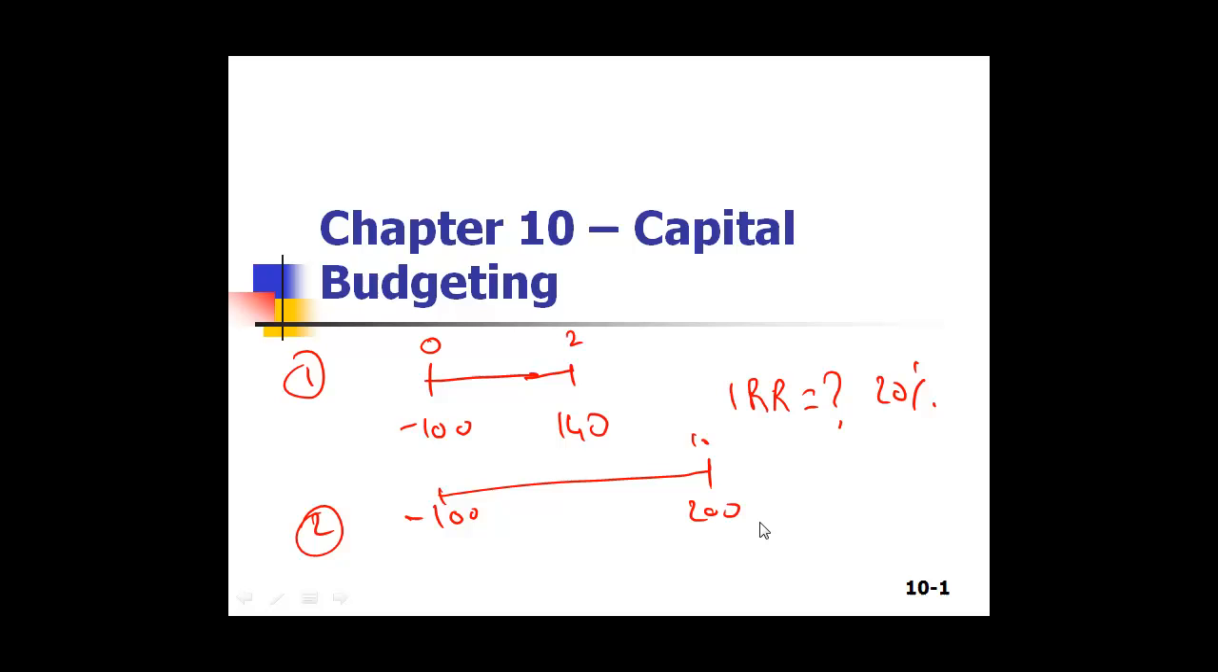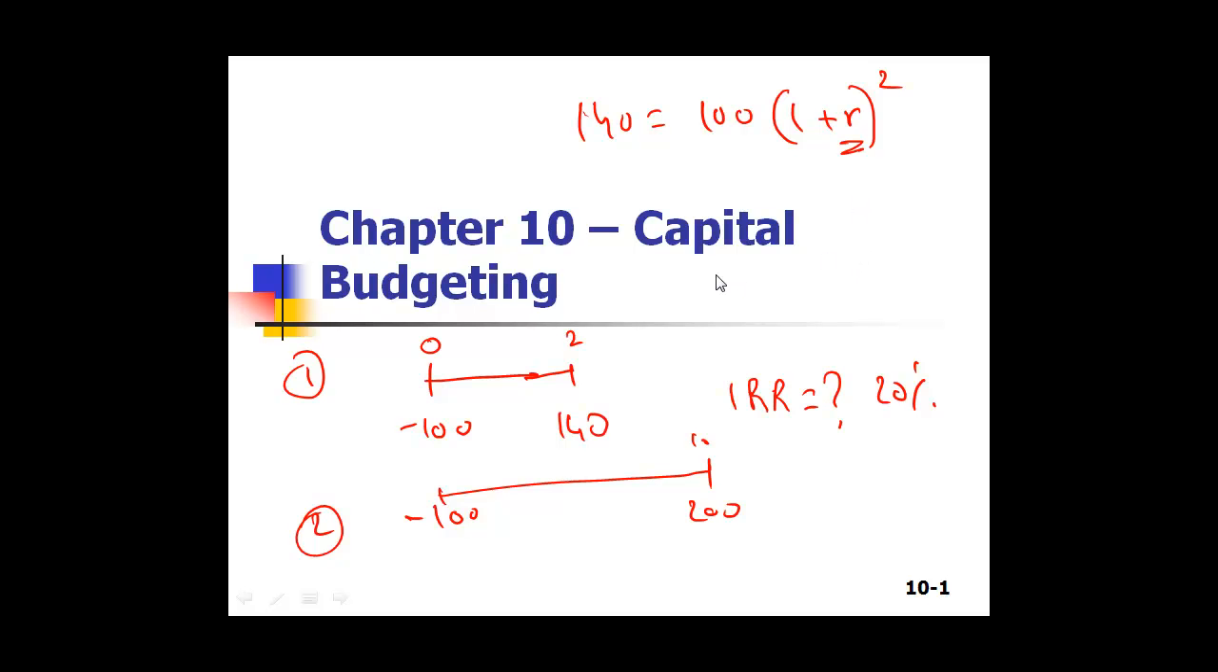So let's see how many people can. If you can't write this down, then we have a larger issue. So the answer for the second: all we are doing over here is saying 140 is equal to 100 into (1 plus r) squared, and you calculate the r. And what you will get is something slightly less than 20%.